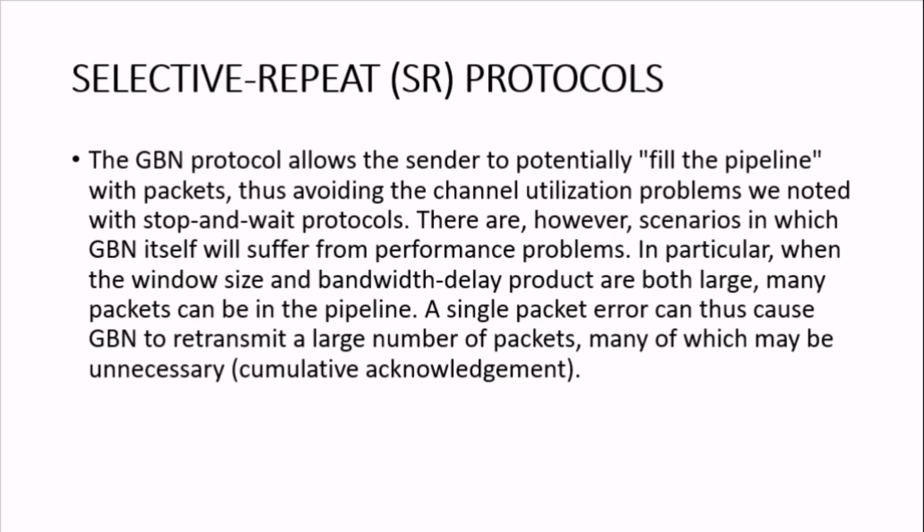A single packet error can thus cause GBN to retransmit a large number of packets, many of which may be unnecessary. So for GBN, if one packet from a number of packets has an error, the GBN will retransmit all the packets. For example, with N equal to 10, if one of the packets has an error, GBN needs to send all 10 packets in another transmission. So it is a waste of time and unnecessary. That's why the Selective Repeat SR protocol was invented to solve the problem of the GBN protocol.